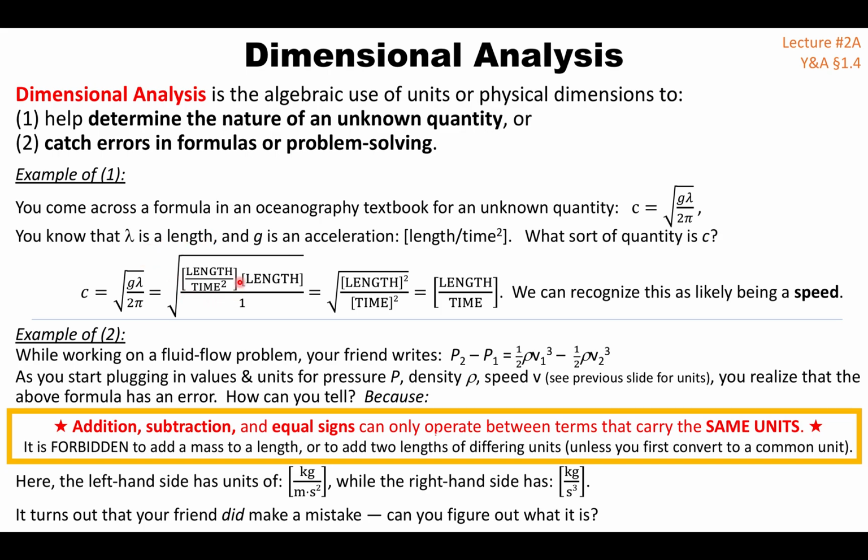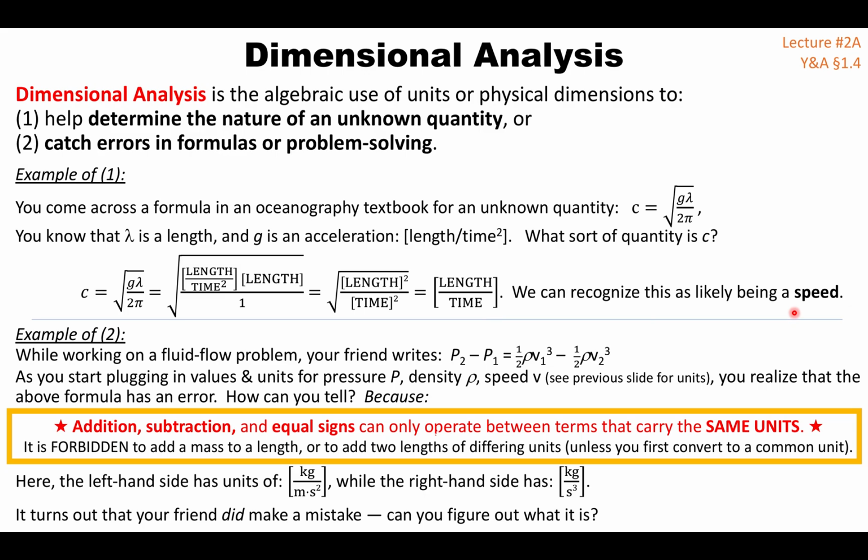So here are the units of acceleration. There are the units. There's length. The 2 pi is dimensionless, so I just want you to see it doesn't have any units at all. And then I simplify this and I find, oh, c seems to have units of length divided by time. Chances are it's probably a speed.